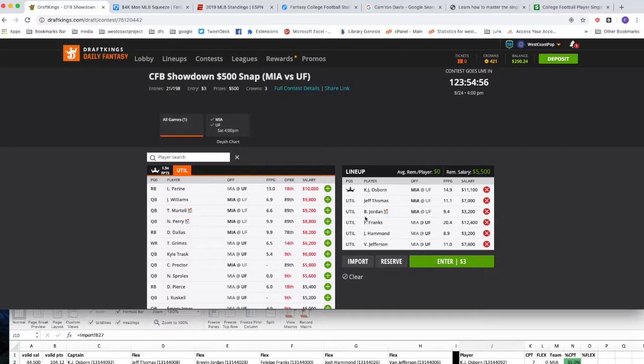So let's see here. Franks is the quarterback of the Florida team, and he has 2 of his wide receivers, and we have 3 Miami receivers. So this is a decent lineup. It only has $5,500 in salary remaining, which in a college game is acceptable. You can leave a lot of money on the table in a showdown slate for college.